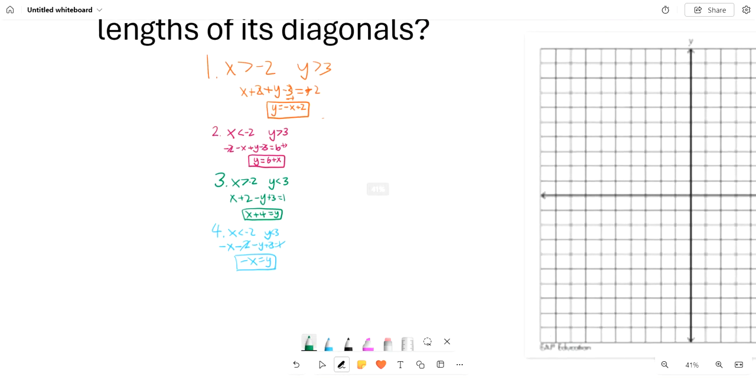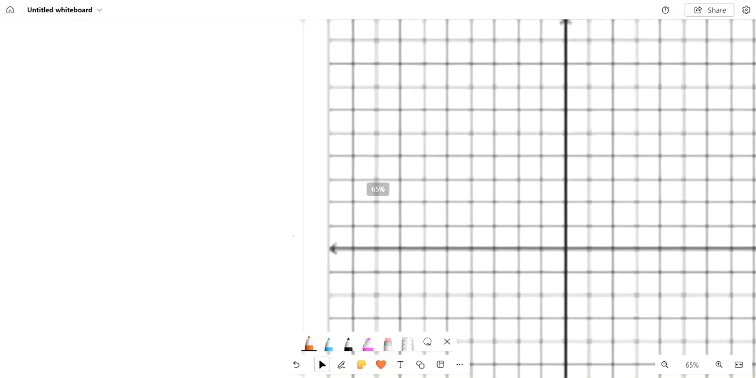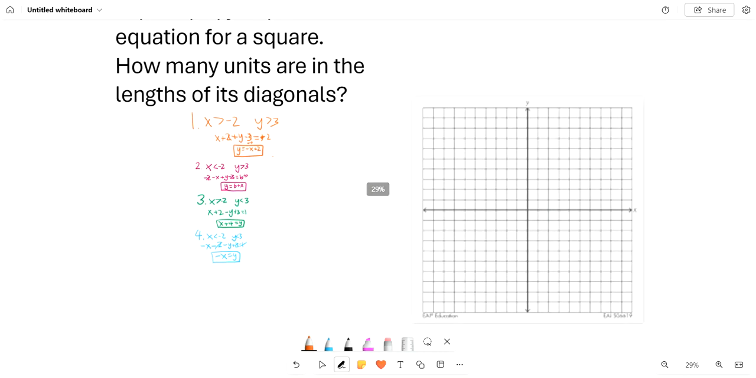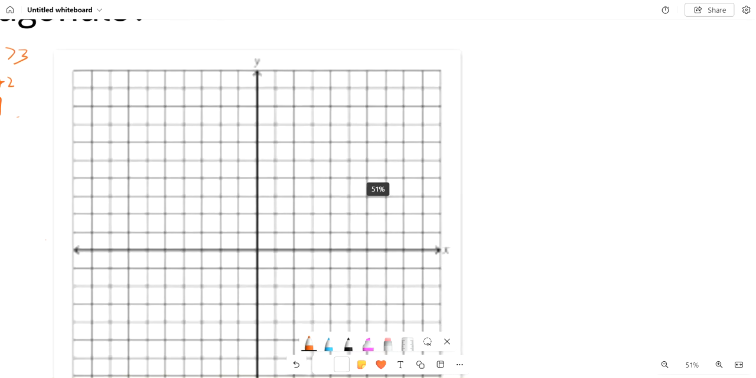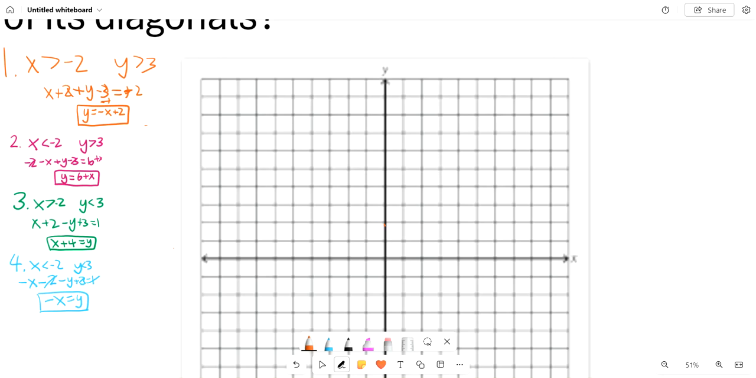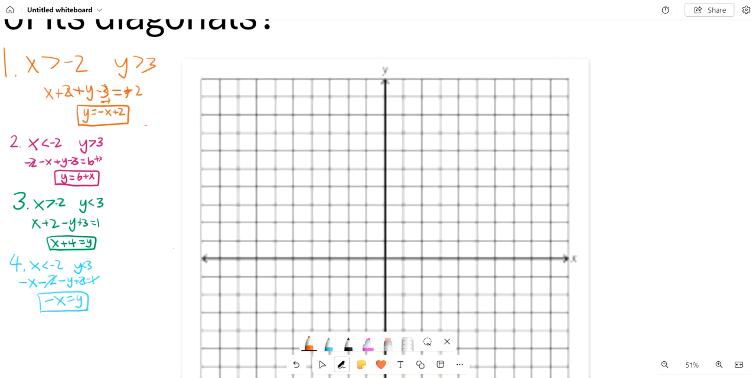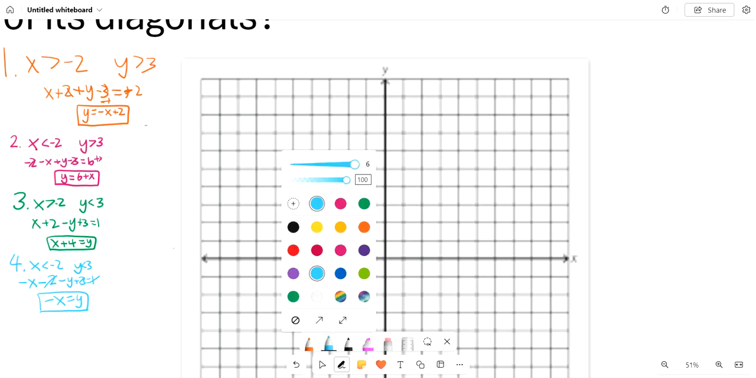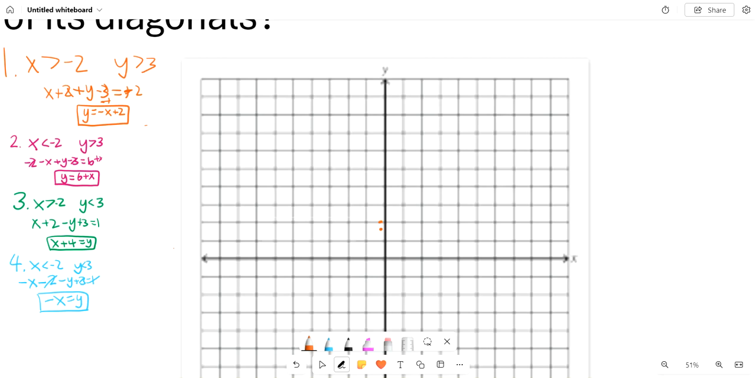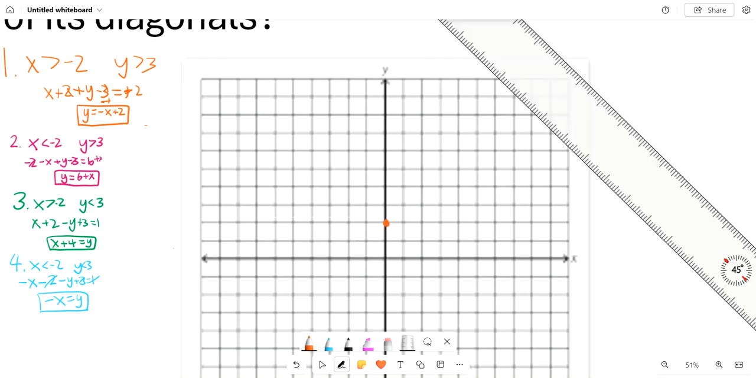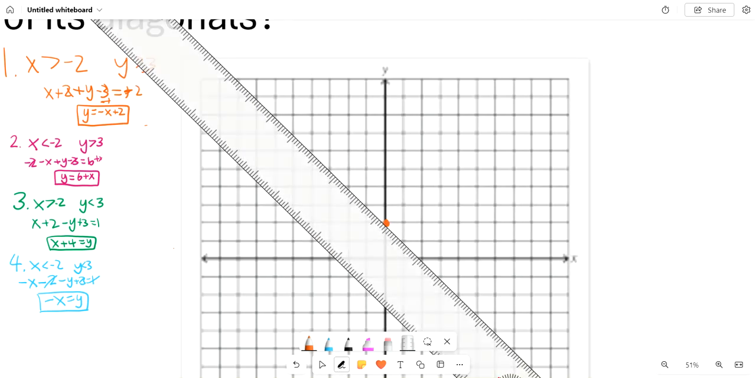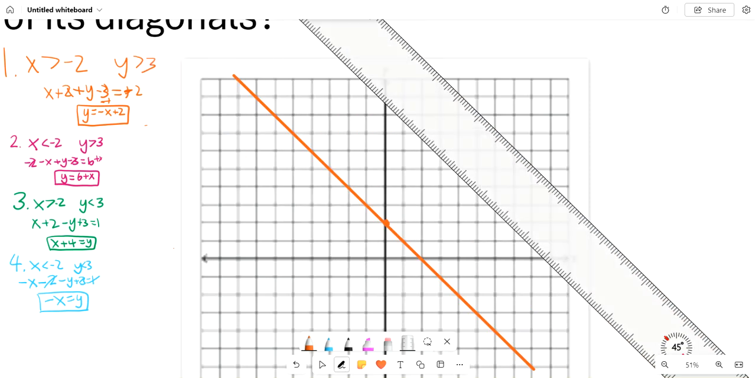So we can graph these 4 equations out. Starting with case 1, we have minus x plus 2. So that means that we have a y-intercept of 2, so we can graph 0, 2, over here. And then using a ruler, we can draw it at 45 degrees. And we can just draw case 1 like that.